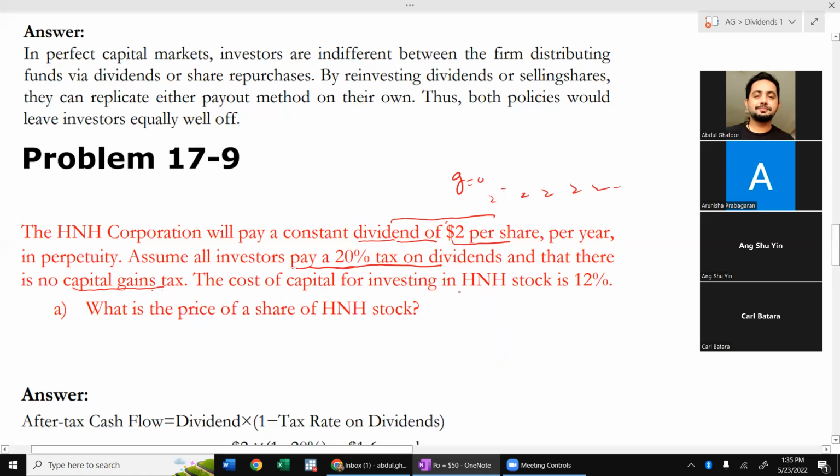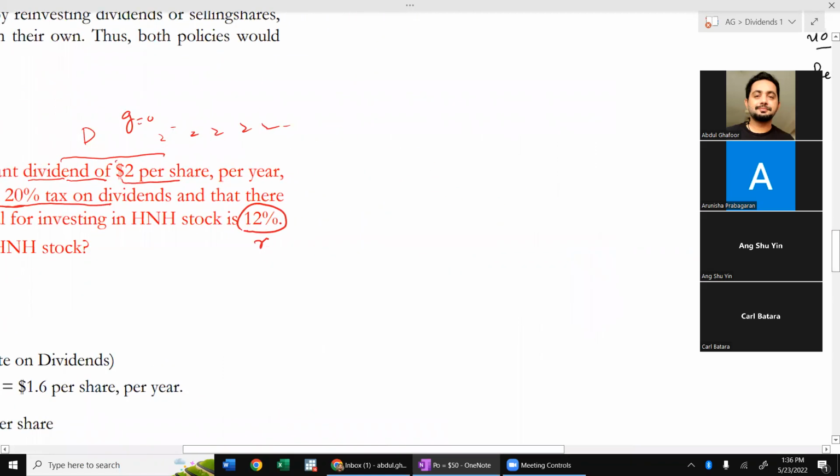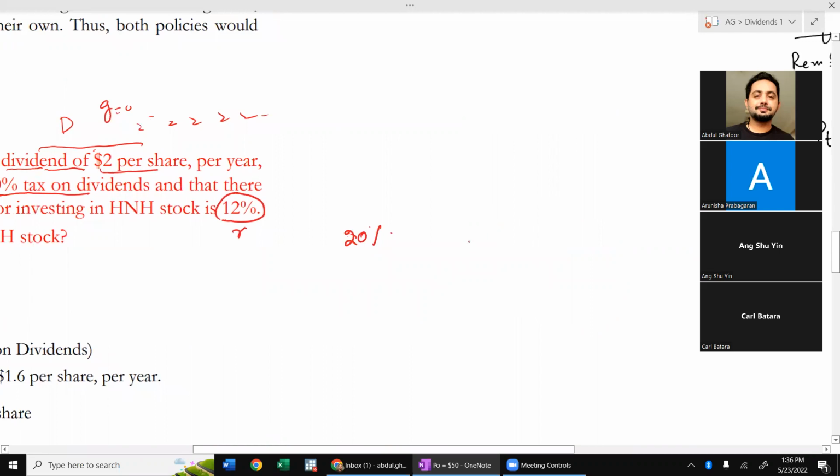The cost of capital for investing in H&H stock is 12%. This is R. So R is given and the dividend is given, which means we can calculate the price of the stock using the dividend discount model. In other words, it is happening like this. The tax rate is 20%.